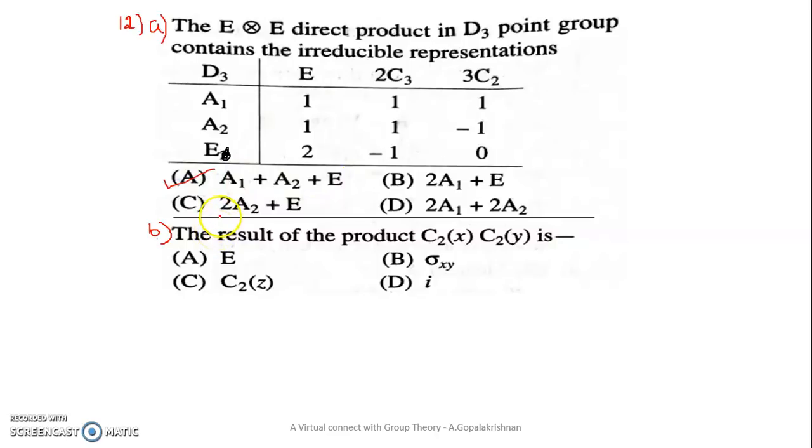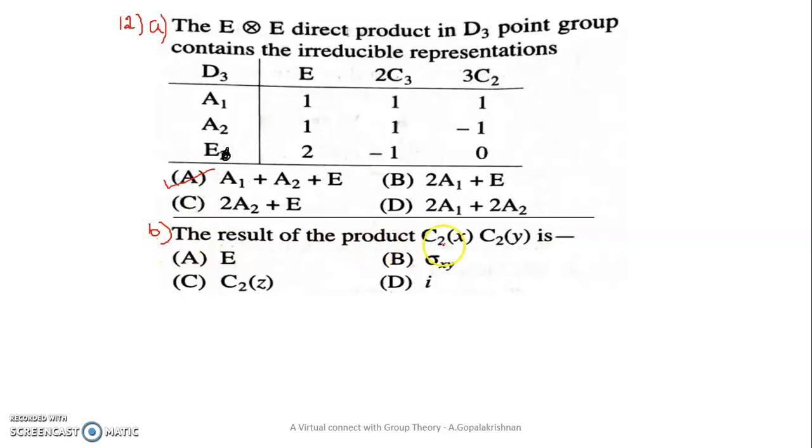Are you clear? Yeah, it's very simple. See here, it is given the direct product of E and E. You know very well, E is two-dimensional. So when you multiply two-dimensional irreducible representations, you will end up with a reducible representation. Correct? Then reduce that reducible representation and find out how many A1, A2, E are present in the reducible representation. That's all. Right?